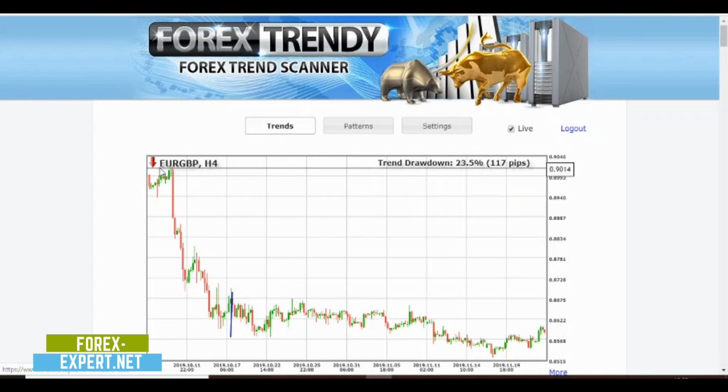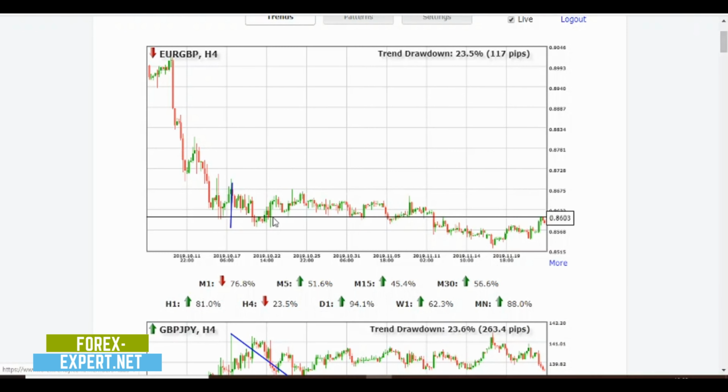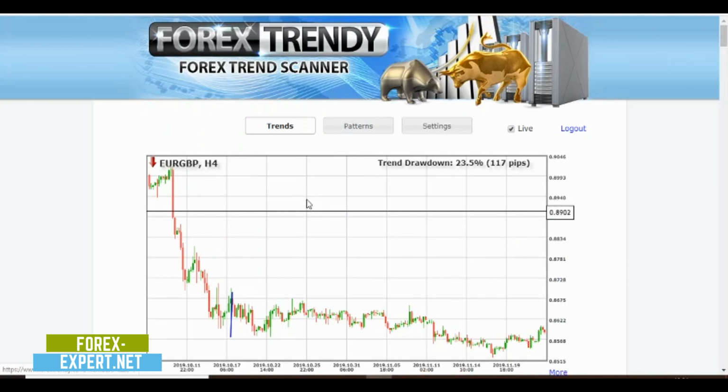And for example, here we have a downtrend on the euro and the British pound for our time frame. And if you look below the chart, you will find all the trends direction on each time frame plus the drawdown. Scrolling down the page, the drawdowns will grow. So it's up to you, to your strategies, whether to enter or not.